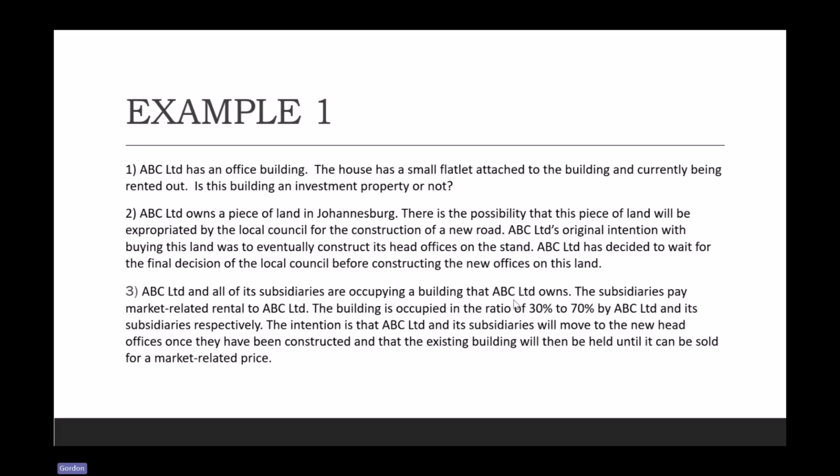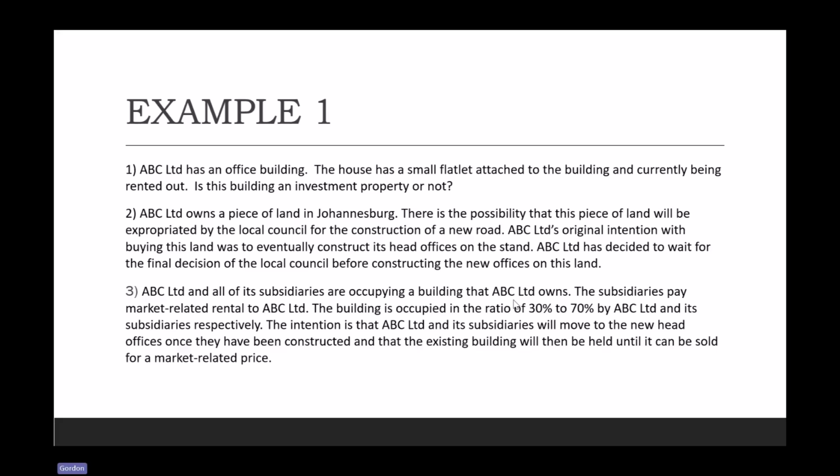So because the majority of this property is actually being rented out, right? We can therefore conclude that this is an investment property because why? And it's an investment property from whose perspective? From the parent or from the subsidiary? From the parent. Good, from the parent, because it's the parent that has rented out the property to the subsidiary. So it is an investment property from the parent's point of view.